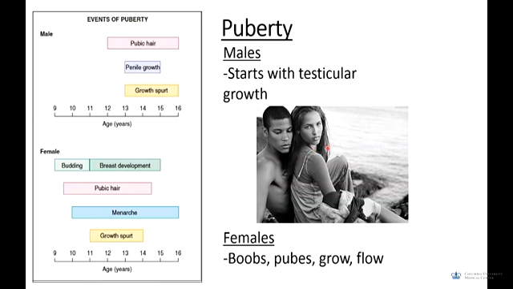And so now we'll talk about puberty. We'll start with males around the age of like 9.5. You start with testicular growth. You guys did not look like this puberty, no? You start with testicular growth, and then you move on to your height spurt, penis growth, and pubic hair growth. In females, a little way to remember it is boobs, pubes, grow, and flow. Just going to combine them all together. And we'll talk a little bit more about female reproduction later on.